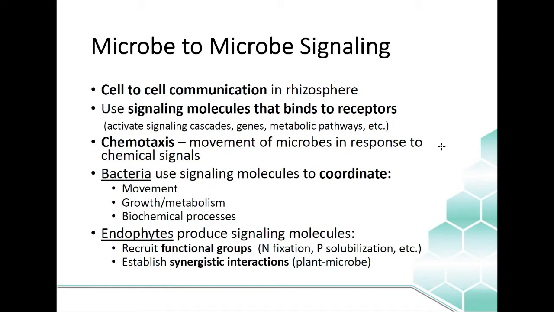Then the second group of microbes that are also very involved in signaling are endophytes. Endophytes produce signaling molecules, first of all, to get microbes with a specific function, as I mentioned, nitrogen fixation, phosphate solubilization, maybe pathogen suppression, to recruit those functional groups, as we call them, to the rhizosphere. And then also to establish these beneficial interactions between the plant and the microbe.